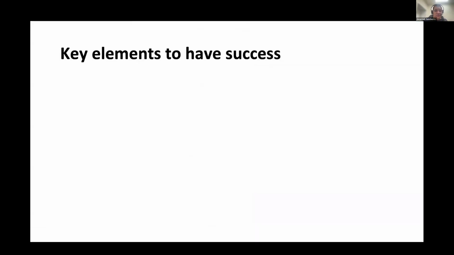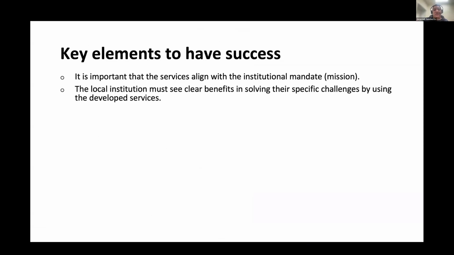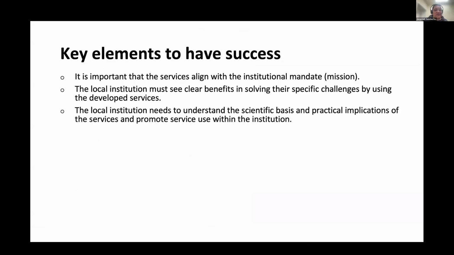And I want to show the key elements to have success in this type of project, according to the experience that I got in the SERVIR Amazonia project. First of all, it is important that the services align with the institutional mandate or mission of the local institution. The local institution must see clear benefits in solving their specific challenges by using the developed services.